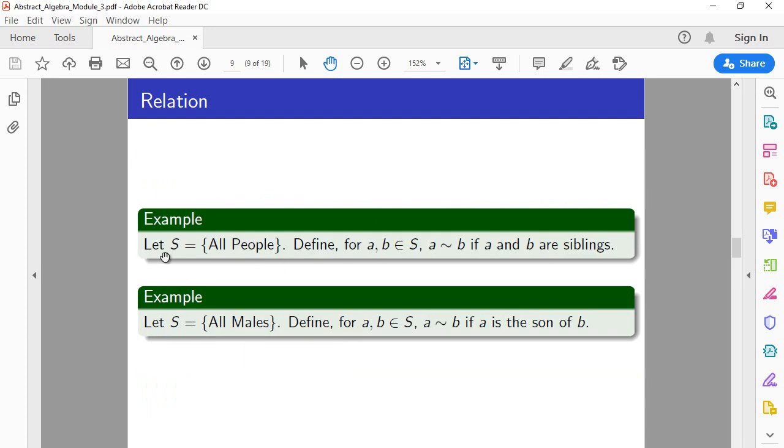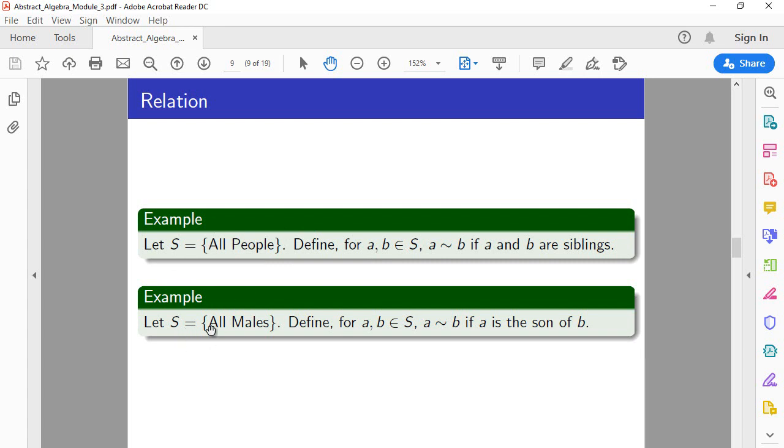Here are some silly examples. Let's take S to be the set of all people. We define the following relation on this set S. For all a, b in S, we define that a is related to b if a and b are siblings. So we're saying that the pair (a, b) belongs to the relation if a and b are siblings. So that's the relation on the set S.